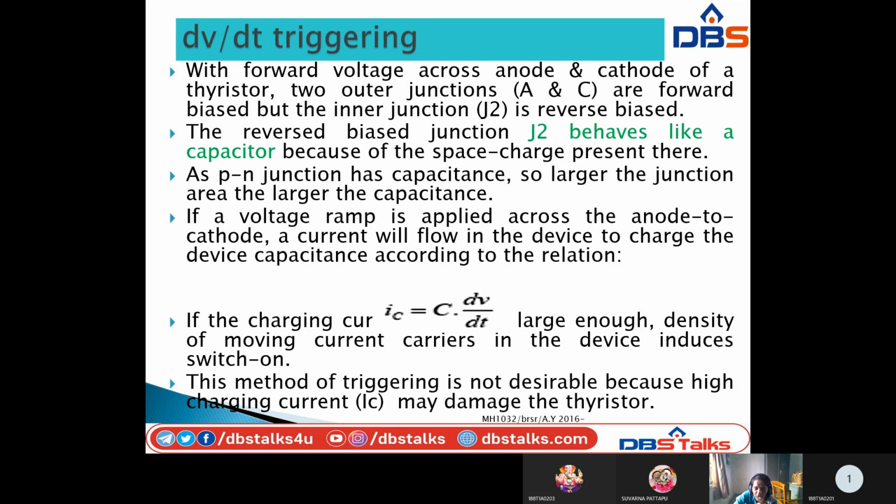damage the thyristor. So dV by dt triggering means at first J2 behaves as a capacitor. A PN junction has a capacitance, so the larger the junction area, the larger the capacitance. The voltage ramp is applied across the anode to cathode, and current will flow in the device to charge the device capacitance. So we have charging current IC equal to C into dV by dt. A large enough density of moving current carriers in the device induces switching on. This dV by dt method is also dangerous to the thyristor.